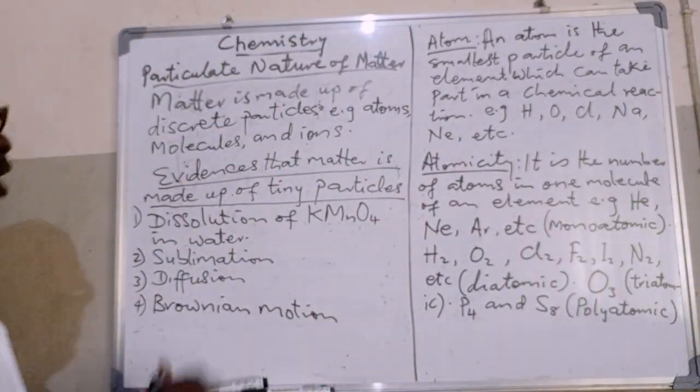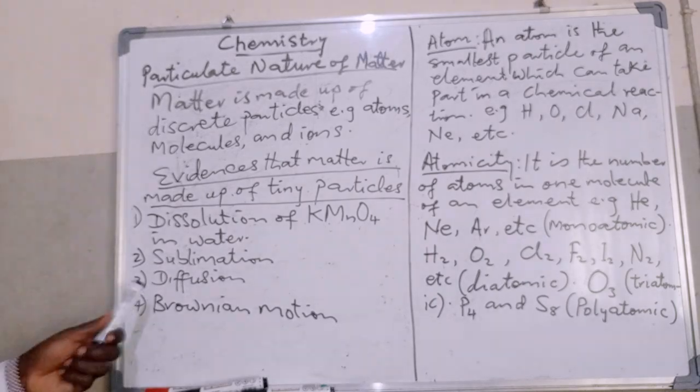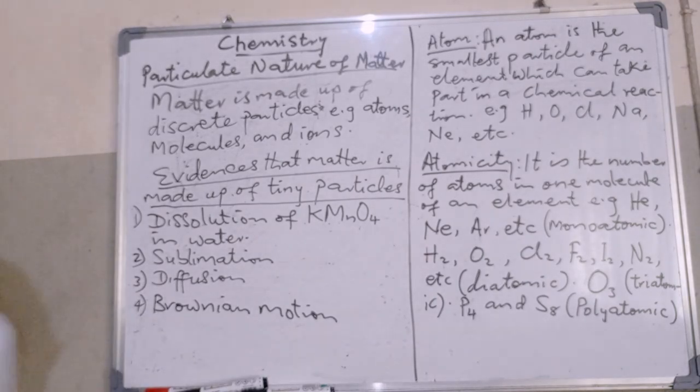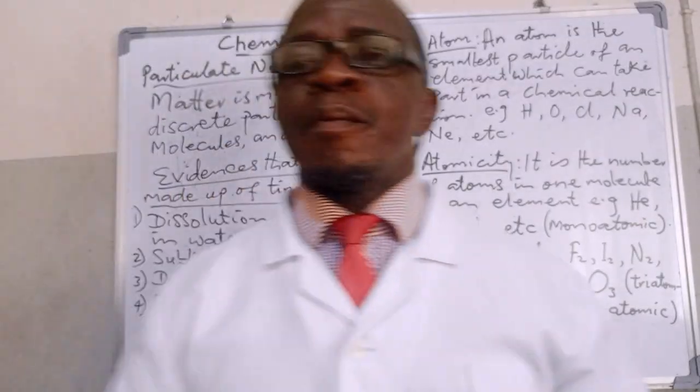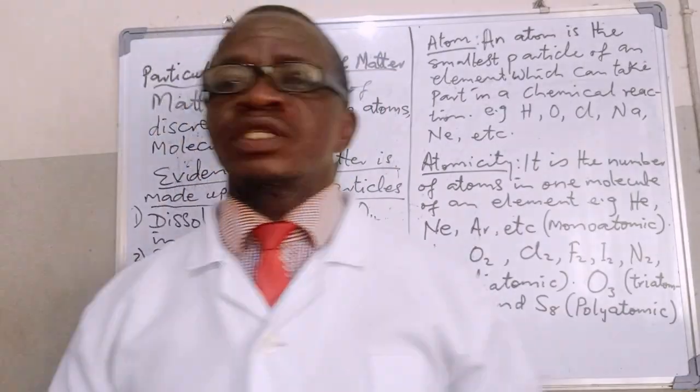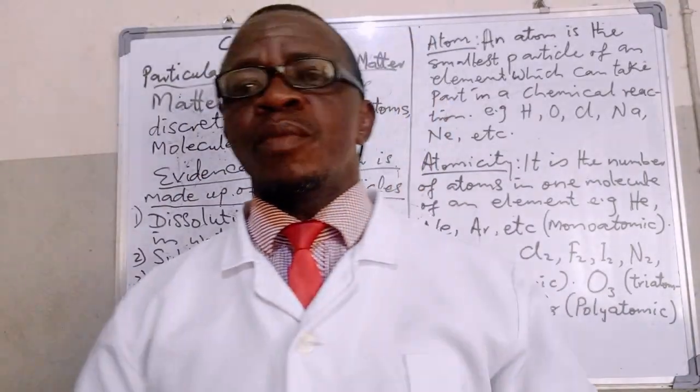Okay, now the last one here is Brownian motion. Brown is the name of a person, and he was a great scientist, a botanist.